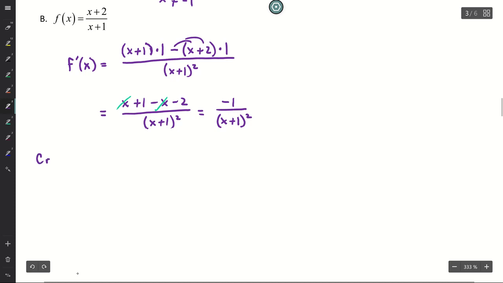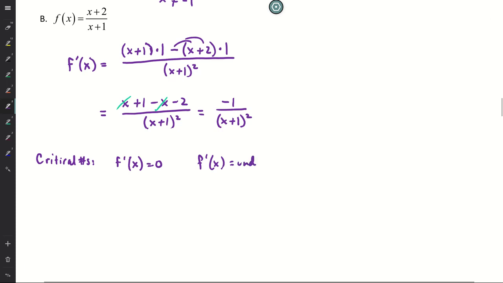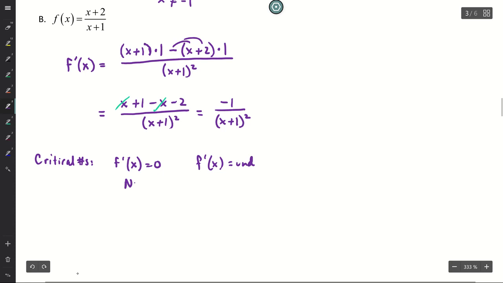Okay, to find critical numbers, I'm worried about either where the derivative is 0 or where the derivative is undefined. In this particular example, because it's a rational function, finding where the derivative is 0 means going to your derivative and setting the numerator equal to 0. Well, on this problem the numerator is negative 1. Negative 1 is not equal to 0, so doing that doesn't make sense.